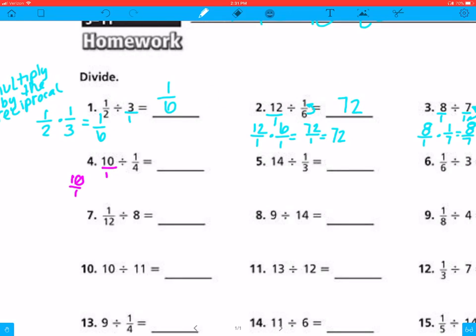10 divided by 1/4 is 10 over 1 multiplied by 4 over 1, which is equal to 40 over 1, which is equal to 40. Anything over 1 is going to be the same number as the numerator.